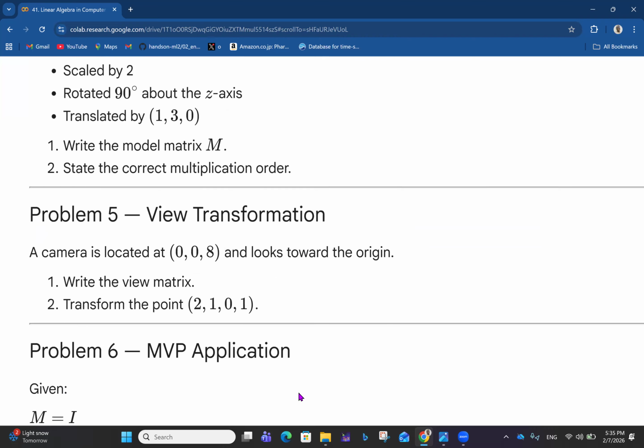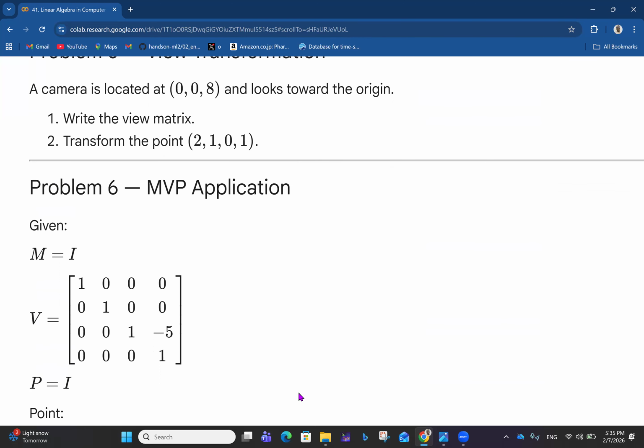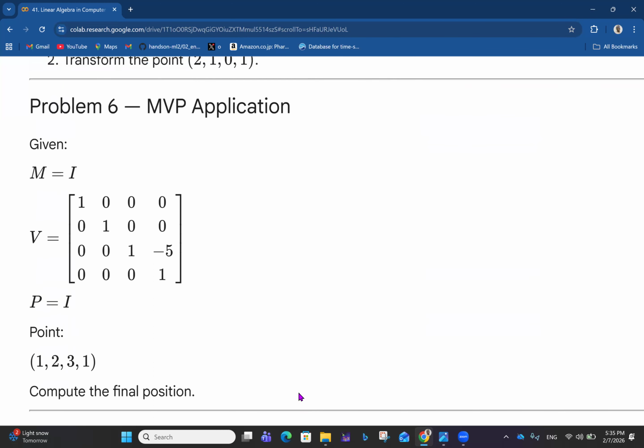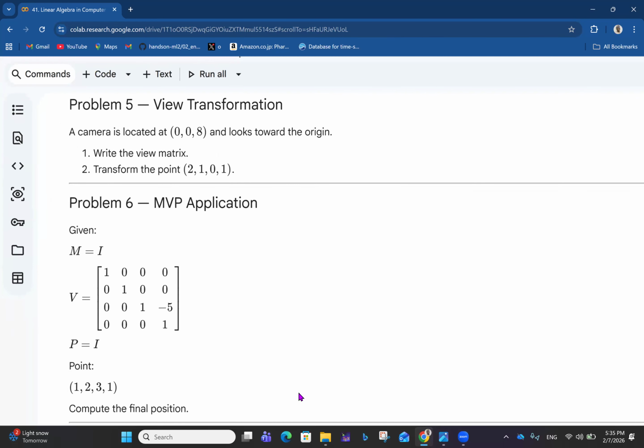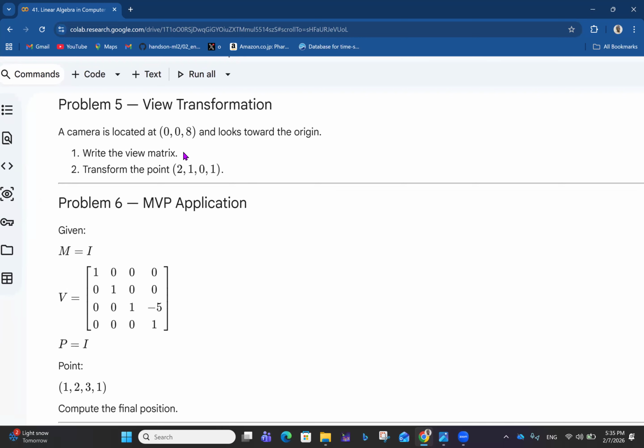Okay, so that MVP thing. Then for 5 and 6 now, okay, 6 looks long, but I think I can still accommodate both. So for 5 and 6, view transformation, the camera is located at 0, 0, 8 and looks toward the origin. Write the view matrix. Of course, the view matrix is going to include something like 0, 0, -8, because you have to change the world in front of the camera instead of changing the camera itself. Then you have the MVP application.